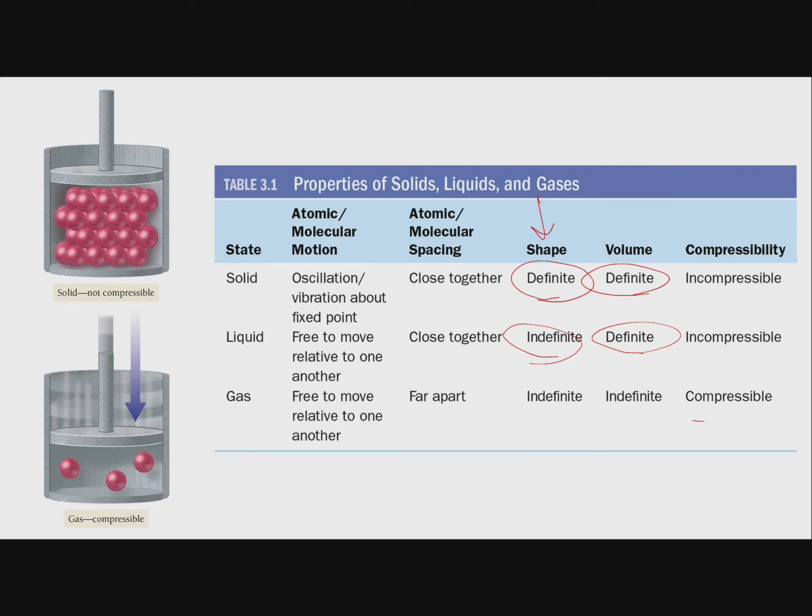Now for gases, the atoms or molecules are separated by large distances. And because of that, that means they're not in contact with each other. And so that means we could, if we wanted to, push them back into contact with each other. So they are compressible. Gases are compressible. Solids are not, gases are. Now gases will always take the shape of their container, and they will always fill their container. So gases have volumes that are indefinite.